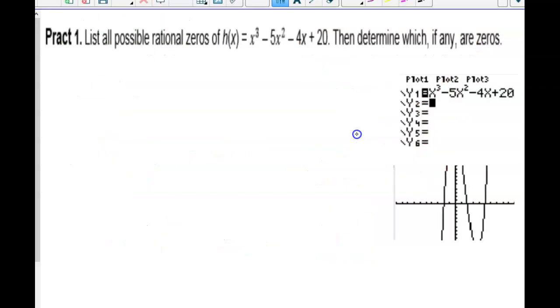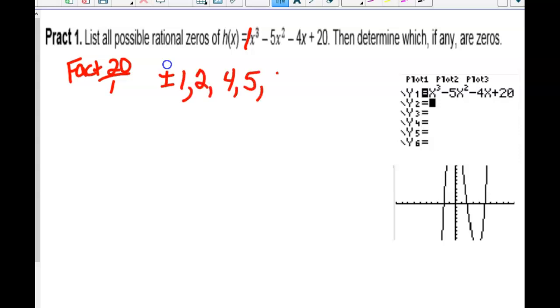So we're going to do this question. It's an easy one. You have it on your notes, but it is an easy one because the leading coefficient is 1 and the constant is 20. So it's factors of 20 over 1. What are the factors of 20? 1, 2, 4, 5, 10, and 20. I don't care what order you list them in. If you need to write 1, 20, 2, 10, 4, 5, I don't care, okay?